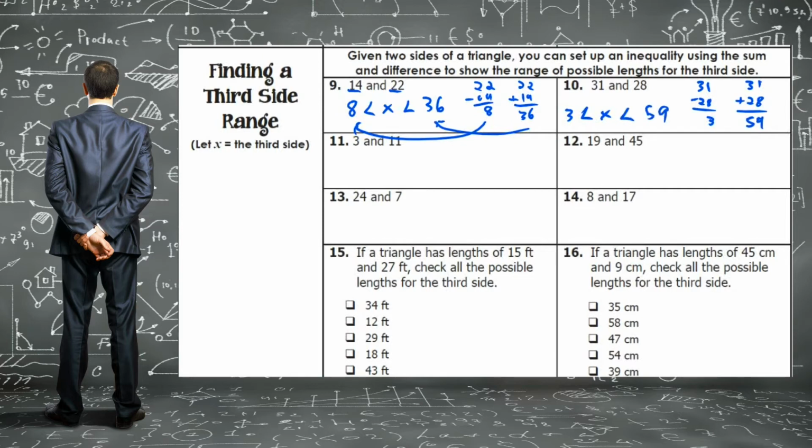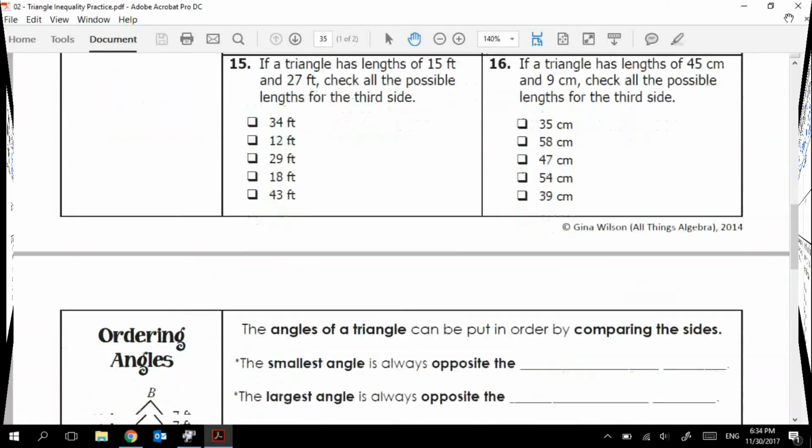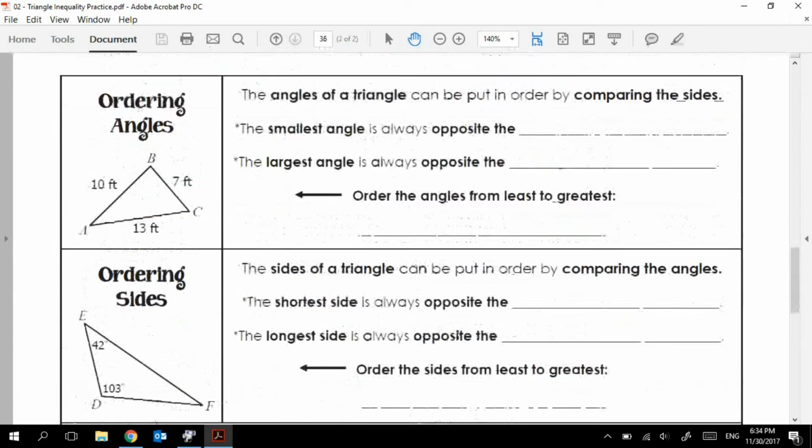And is this the answer? I'm looking at an answer key. You can't see it, but yes, that is the answer. So the quick and simple way to do it is subtract one from the other and then add the two together, and that will give you your range. So we just did 9 and 10 together, and do 11 through 16 on your own or with your table mates. And sending it back to Coach Gu. All right, and back to me.